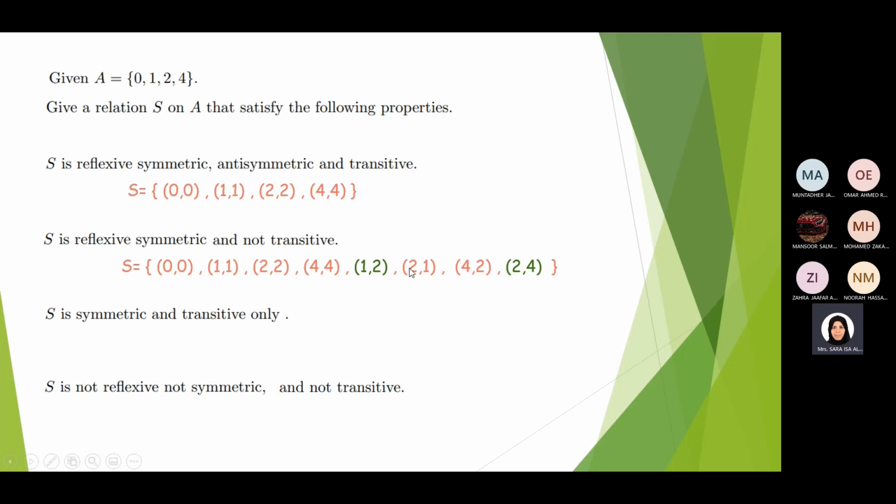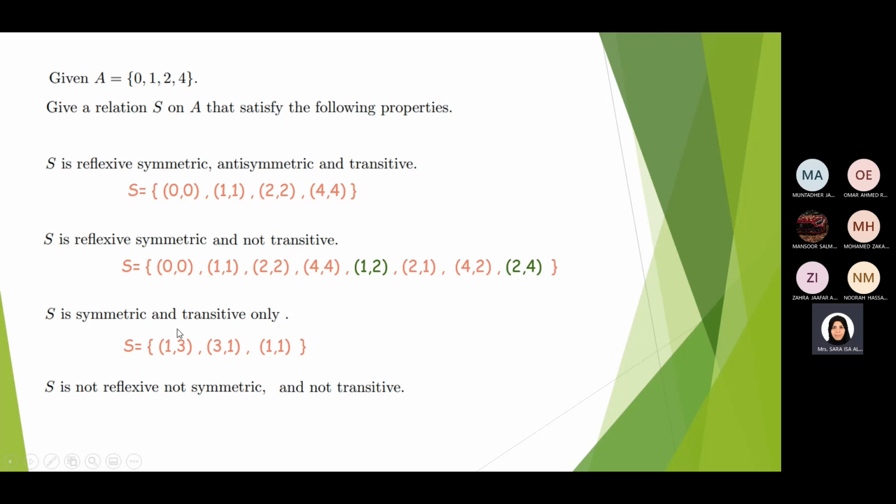Now, they want from us a relation S that is symmetric and transitive only. That means they don't want it to be reflexive. They don't want it to be anti-symmetric. So in this case, you have to put pairs inside S, just a suggested one, to make it symmetric. I will add (1, 3) and (3, 1). So this is a symmetric case.